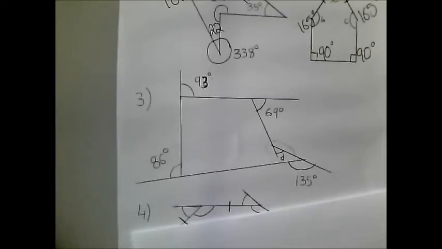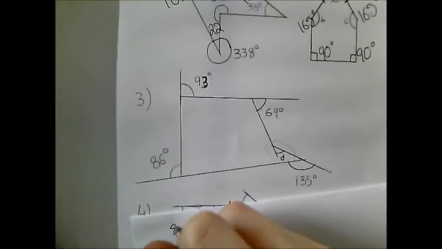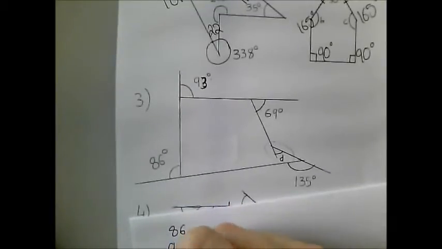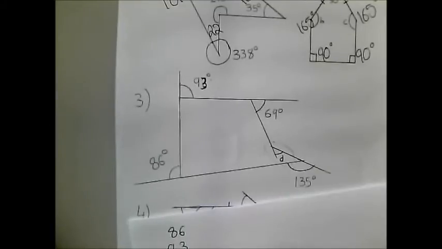Now, all the interior angles should add up to 360. You said interior. That's true for the exterior. Oh, exterior. That's it. Those exterior angles add up to 360 degrees.